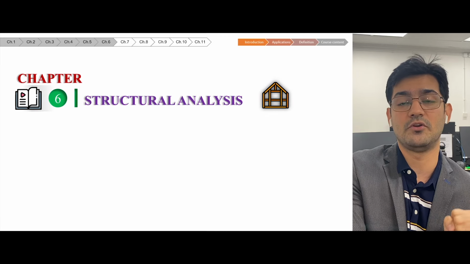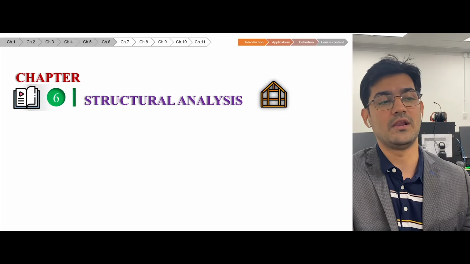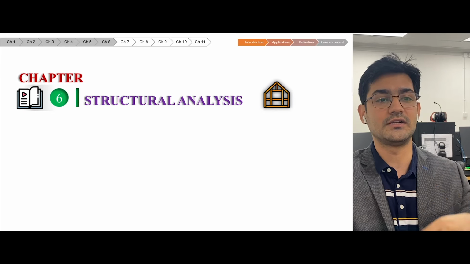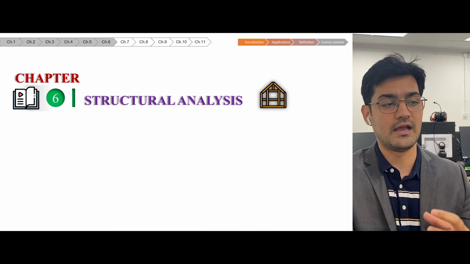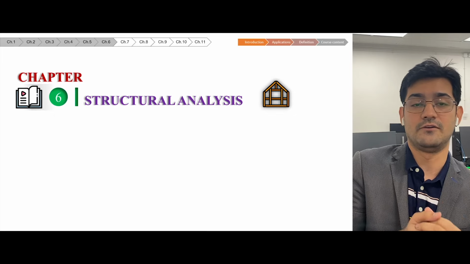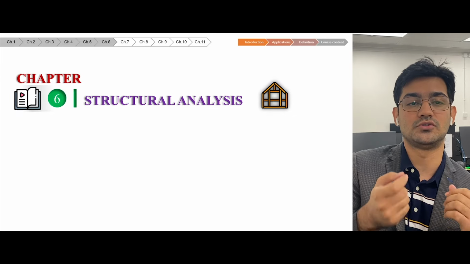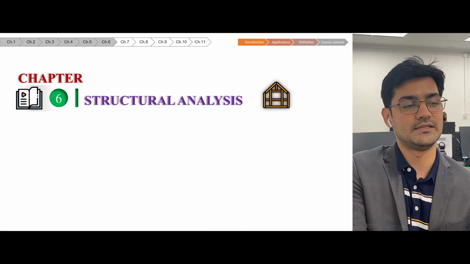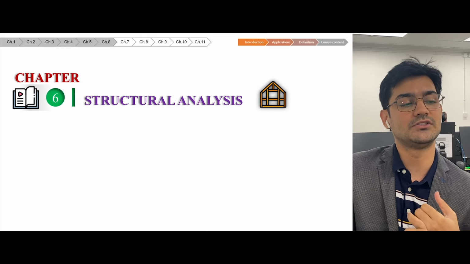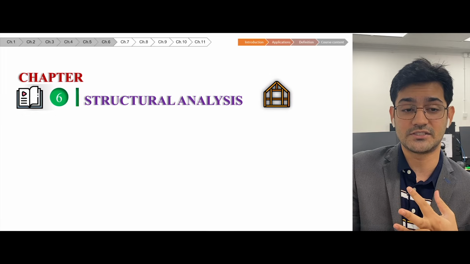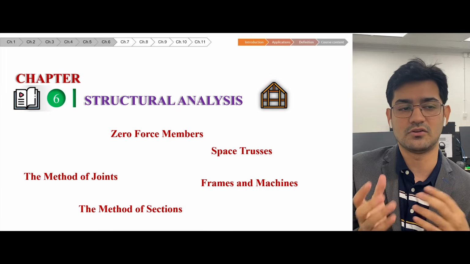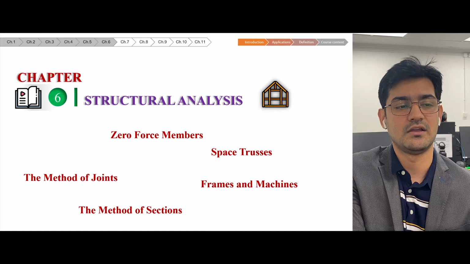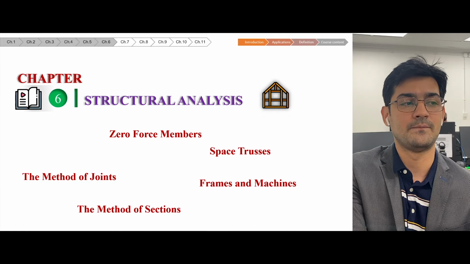Chapter 6 will be on structural analysis. Now, whenever you have forces acting on an object, the object can also have certain forces acting within it. So to really understand, we will go deeper in this chapter. We'll study method of joints, method of sections, frames and machines, and also space trusses, and zero force members.